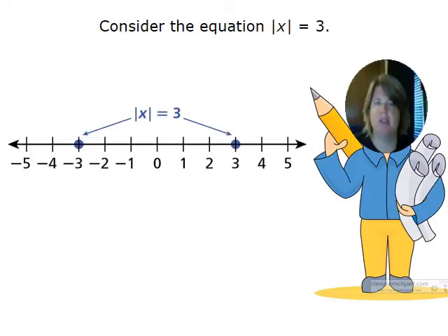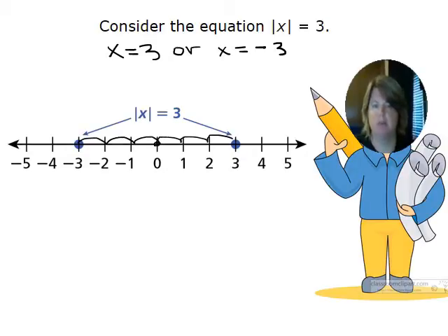So let's consider the equation, the absolute value of x equals 3. What this means is that x can equal 3 or x can equal -3, because both -3 and +3 are 3 units from 0. So -3 is 3 units from 0, and +3 is 3 units from 0. That's why the absolute value of x equals 3 can be x equals 3 or x equals -3.